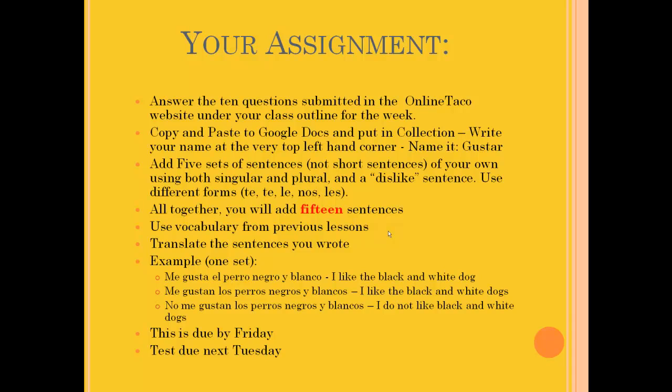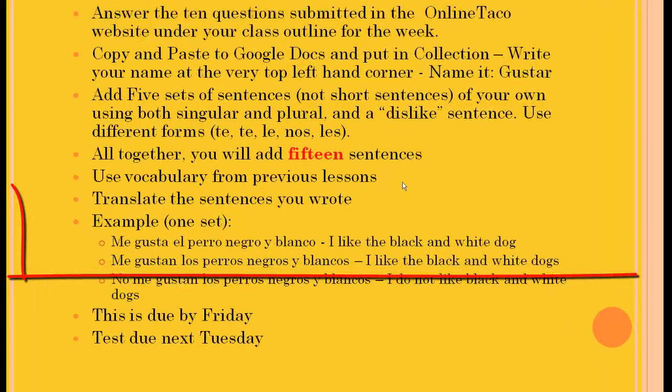Okay, add 5 sets of sentences, not short sentences, of your own, using both singular and plural, and a dislike sentence. Use different forms. Remember, we talk about te, nos, les. Altogether, you will add 15 sentences to the paper, because you're going to write 5 sets of 3 sentences each. You're going to write a singular, a plural, and a dislike. So translate the sentences.